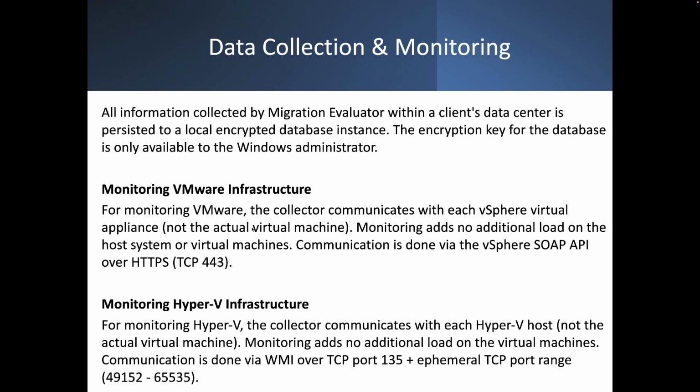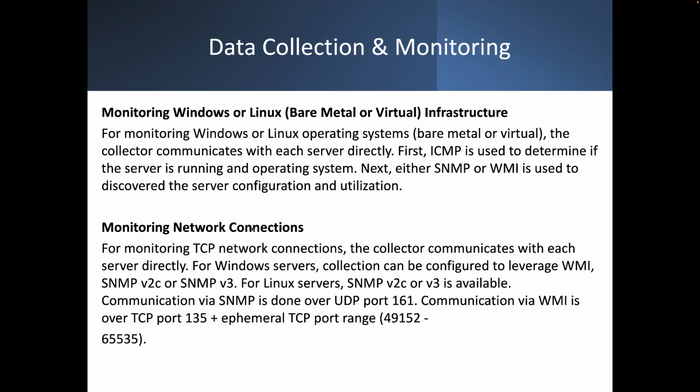So for VMware infrastructure monitoring, the collector communicates with each vSphere virtual appliance, not actually the virtual machine, just the vSphere, and gets all the information through the vSphere SOAP API over HTTPS. If you are monitoring a Hyper-V infrastructure, the collector communicates with each Hyper-V host, and again not the actual machine, and gets all the information with the port numbers that are mentioned over here.